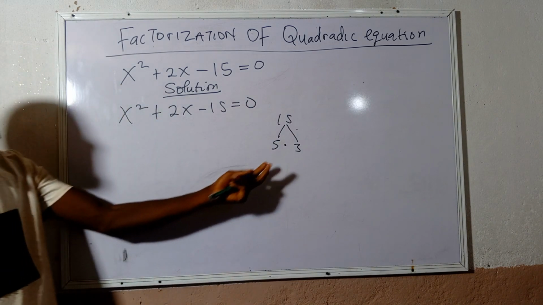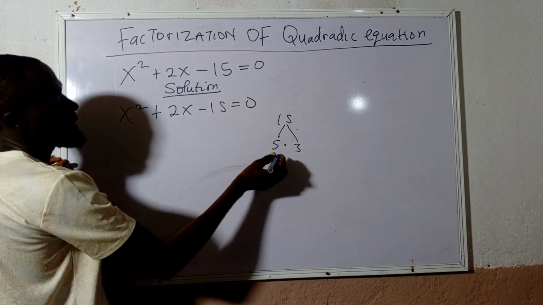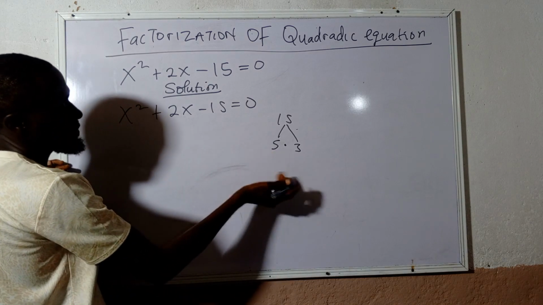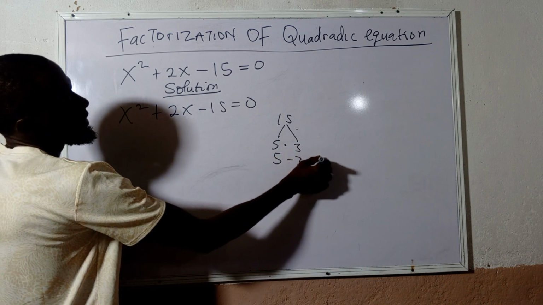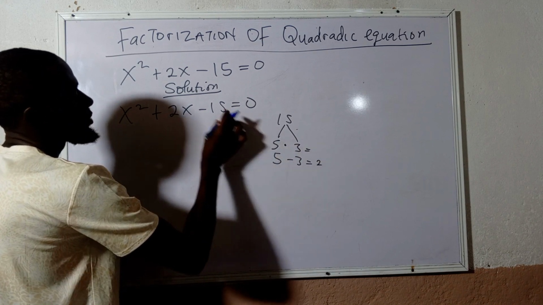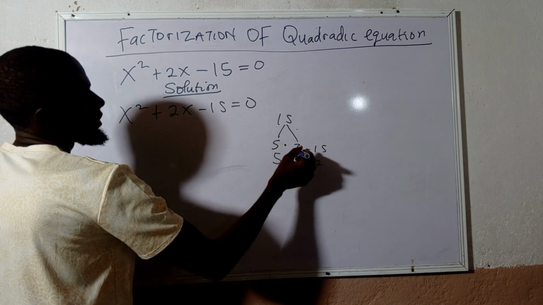Then, two numbers which, when we add, we get 2. What are the two numbers? Add, or subtract, we have 5 minus 3. This is equal to 2. The multiples of 15 here are 5 and 3.